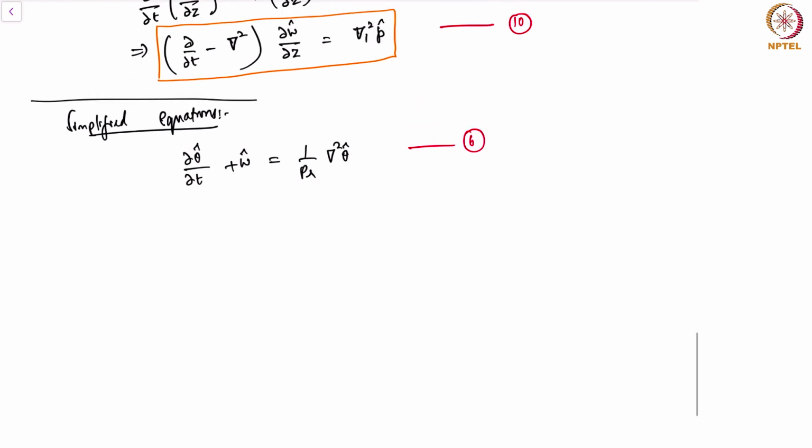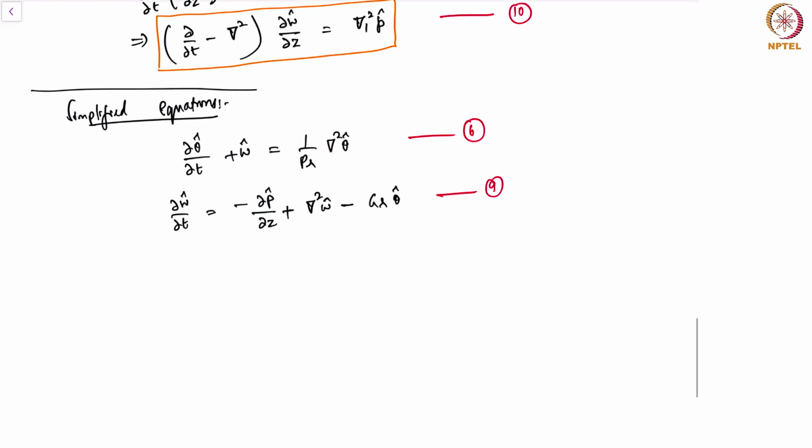Then we have equation 9, which was del w hat by del t. This was our equation 9. And finally we have equation 10, which is del by del t minus del square of del w by del z is del 1 square of p hat. This is our equation 10.